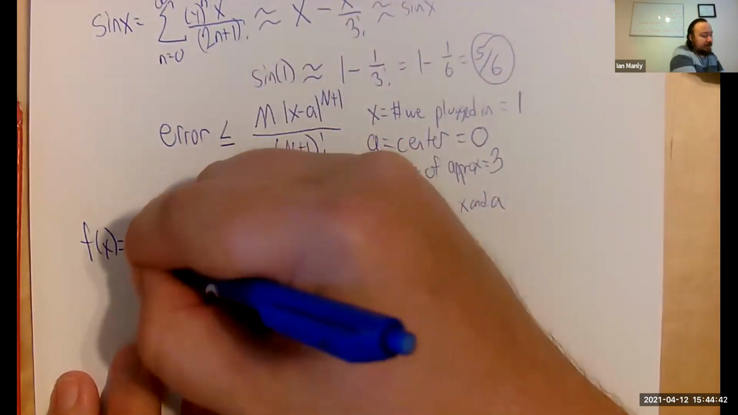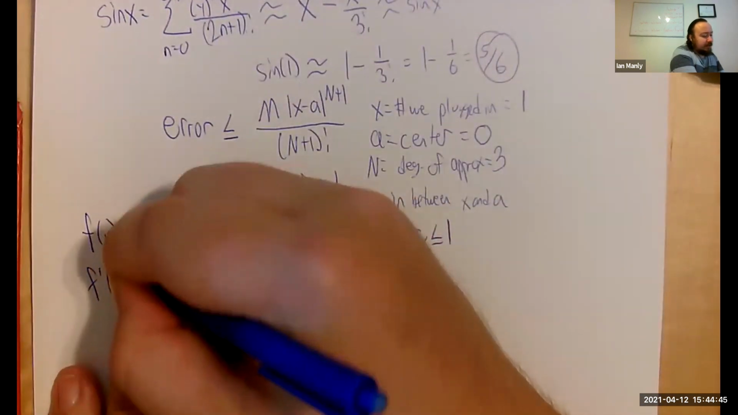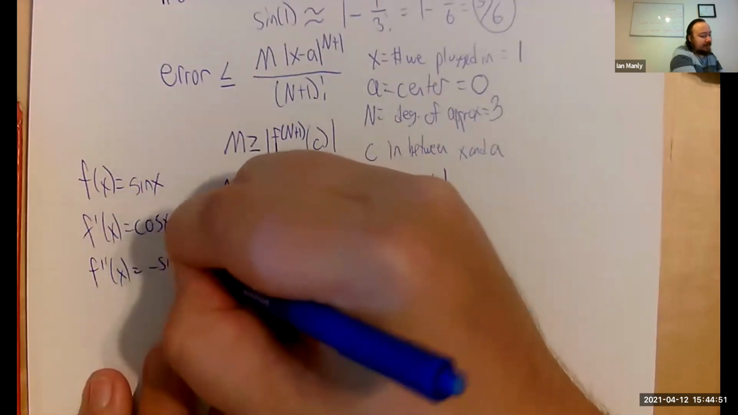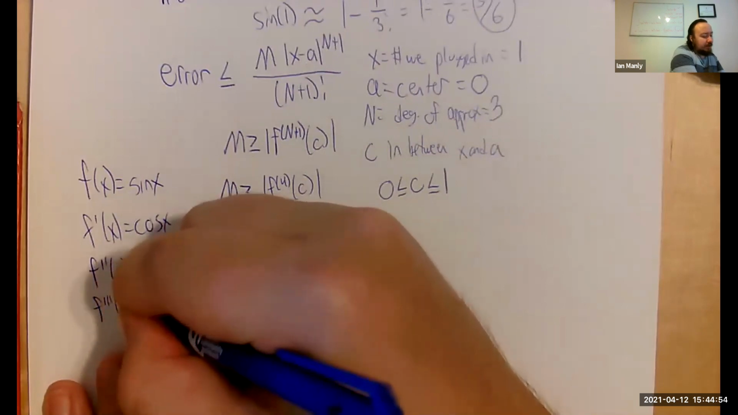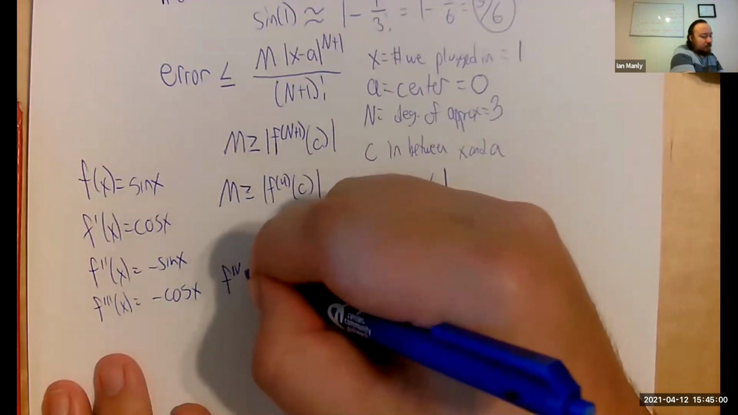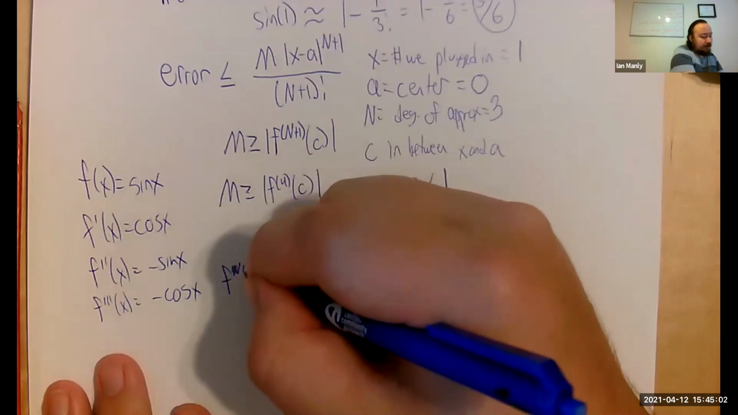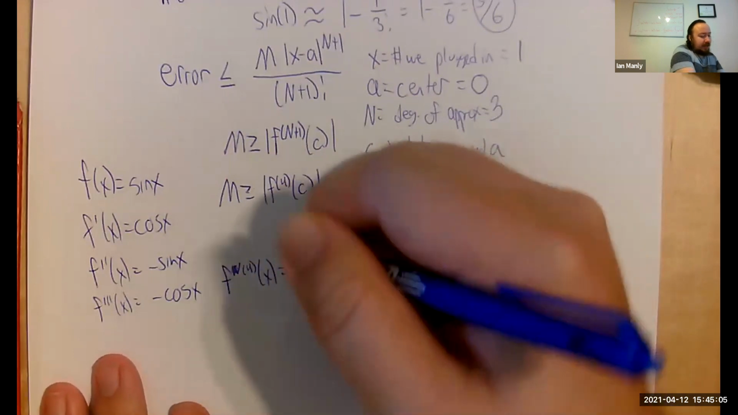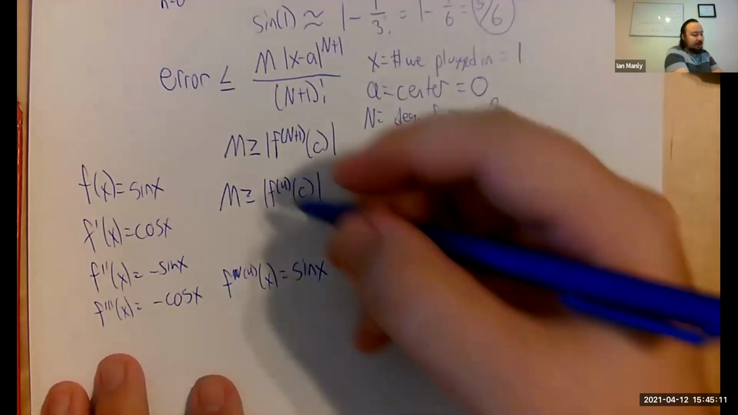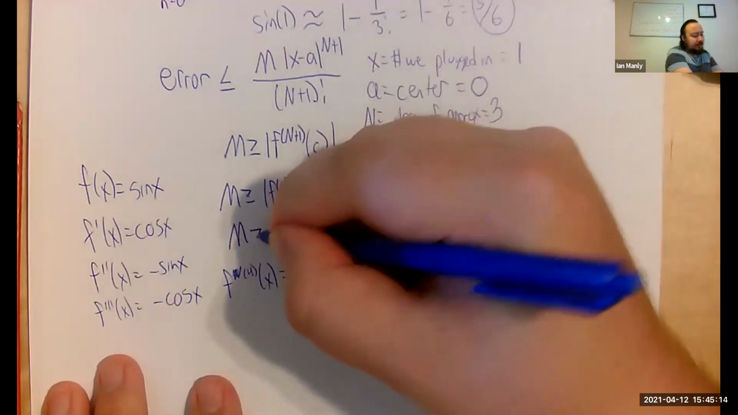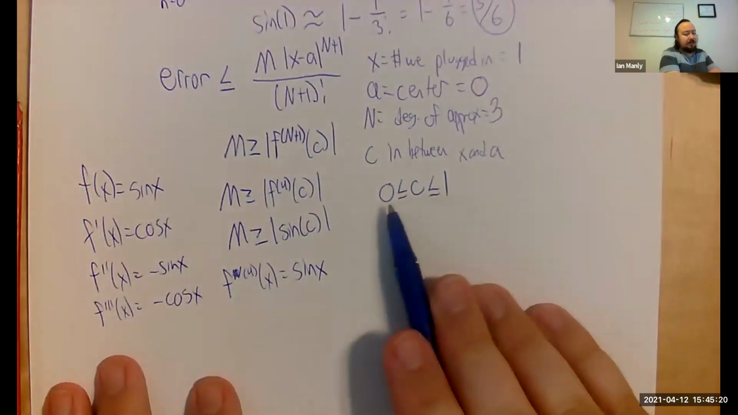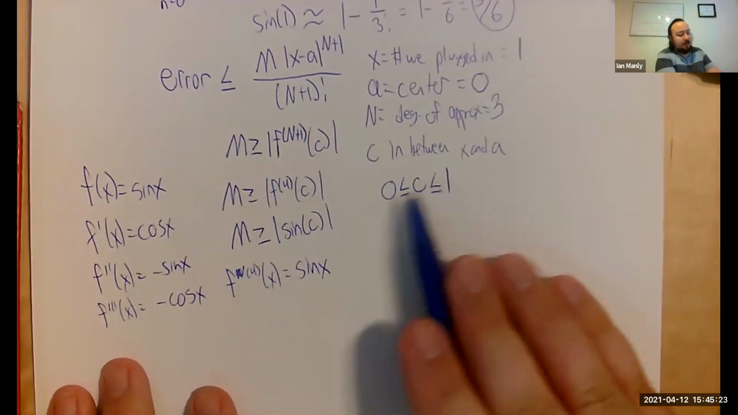So our zeroth derivative is sine. Then we do 1 and get cosine. We do another and get negative sine. We do a third and get negative cosine. And then when we do a fourth, we actually swing back to just being sine of x. All right, so M is going to be greater than or equal to the absolute value of sine of c, where c is in between 0 and 1.